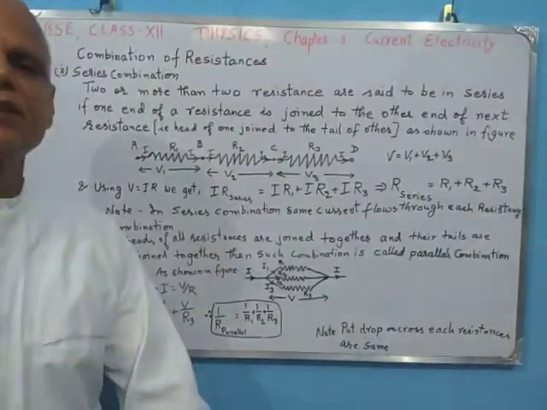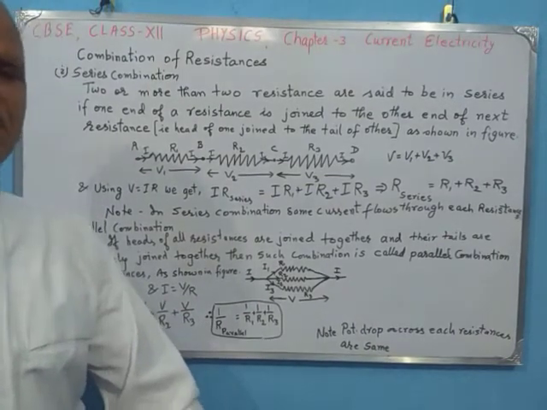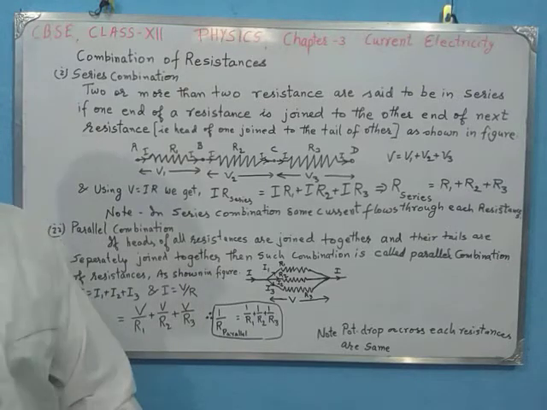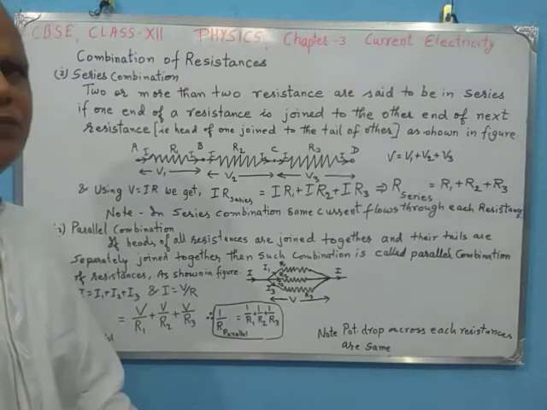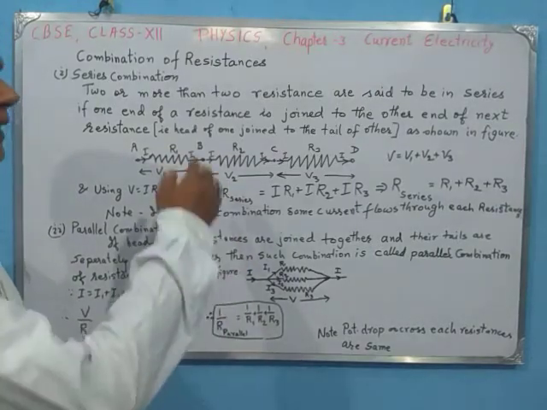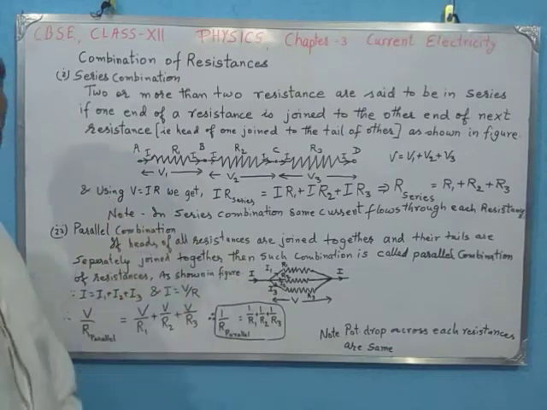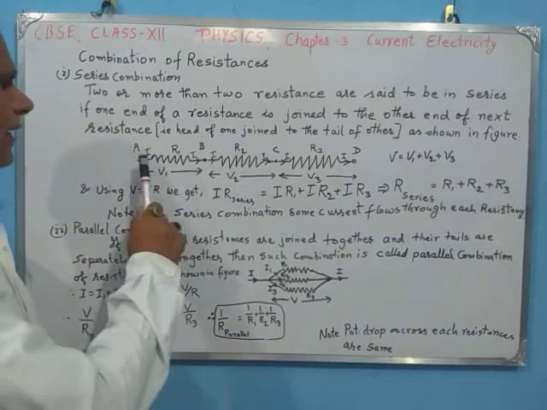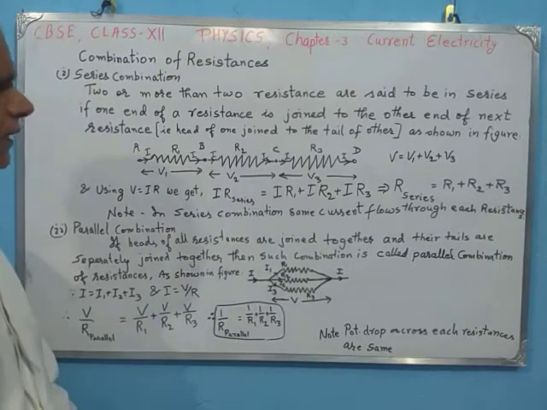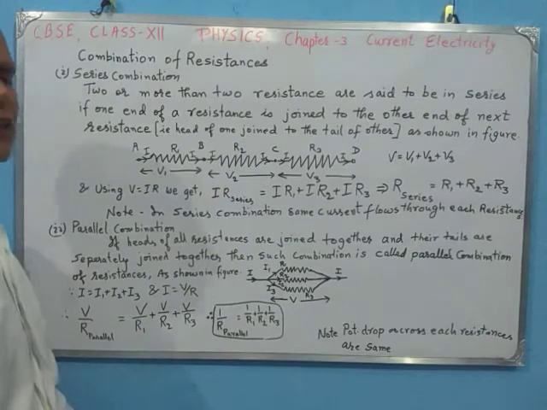Dear students, today we are going to talk about the parallel and series combination of resistances. You see, resistances can be kept in two distinct ways together. One is called series combination and another is called parallel combination. In series combination, what is done? Head of one is connected to the tail of another, and so on and so forth. That becomes a series combination.